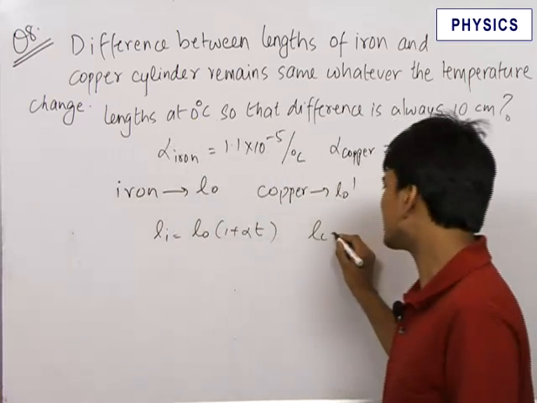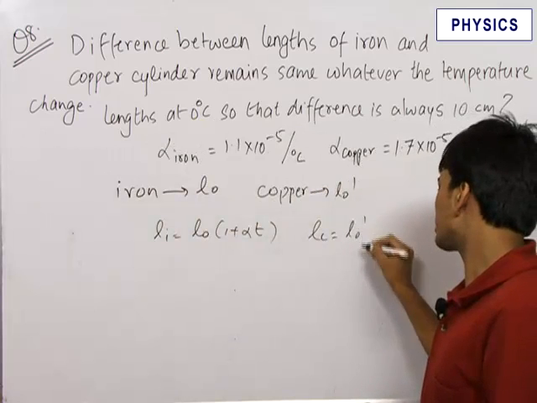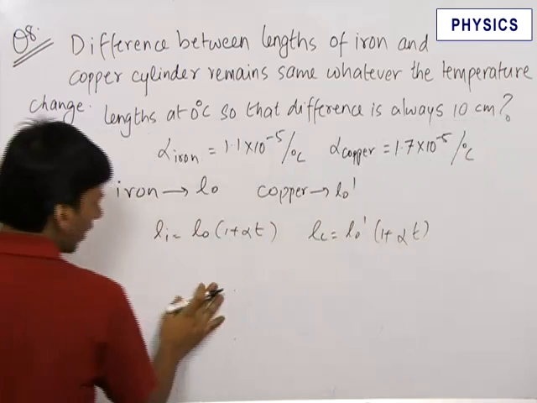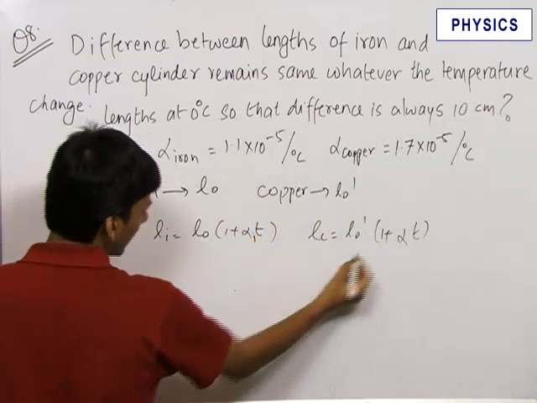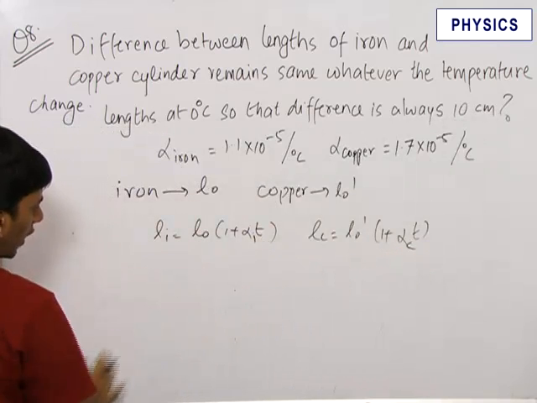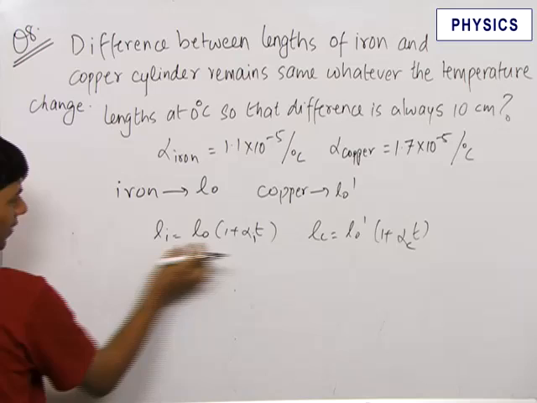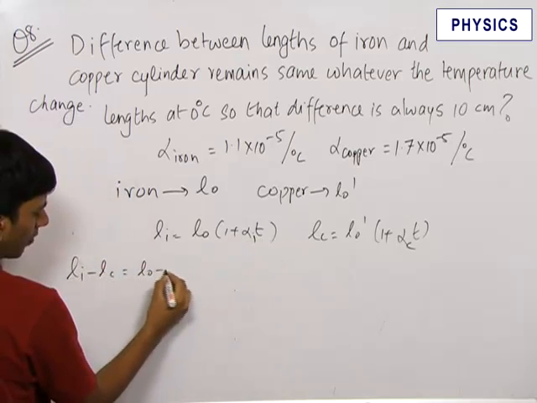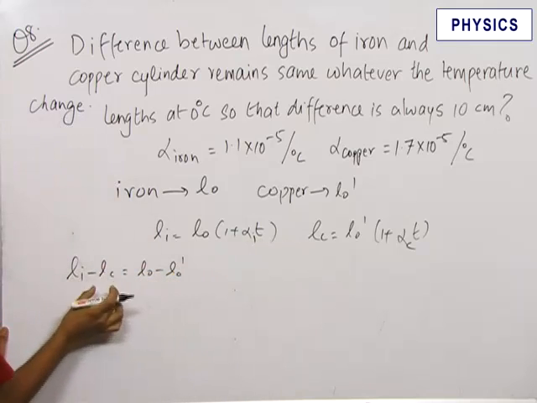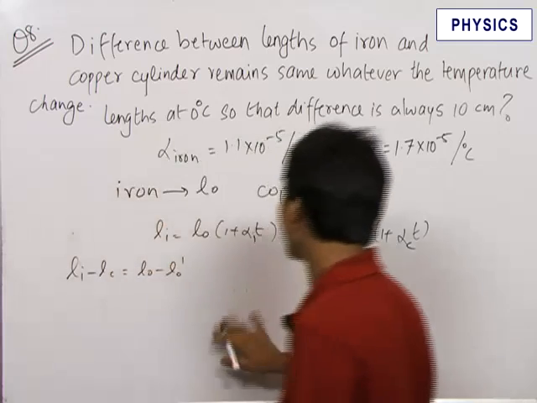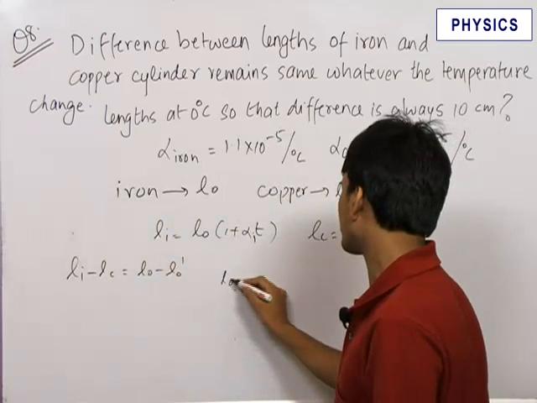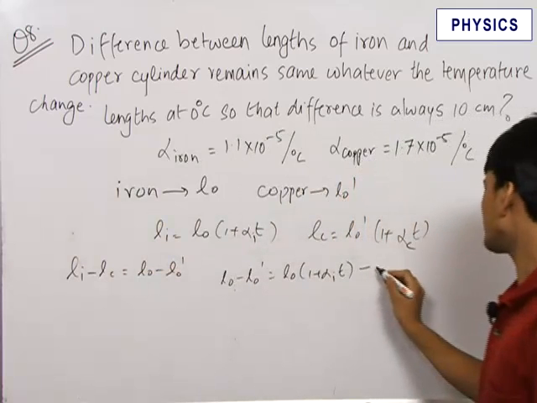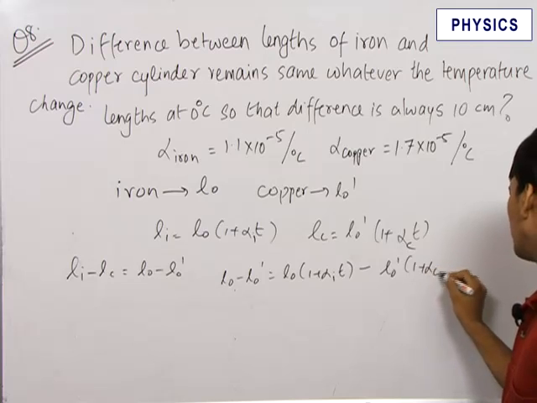For copper we can write Lc is equal to L0 dash into 1 plus alpha into T again. This is alpha of iron, this is alpha of copper. Now we know that finally also the difference should remain the same, that is Li minus Lc should be equal to L0 minus L0 dash, that is the initial difference in length equals the final difference in length. By applying this we get Li minus Lc, that is equal to L0 minus L0 dash, is equal to L0 into 1 plus alpha I into T minus L0 dash into 1 plus alpha C into T.